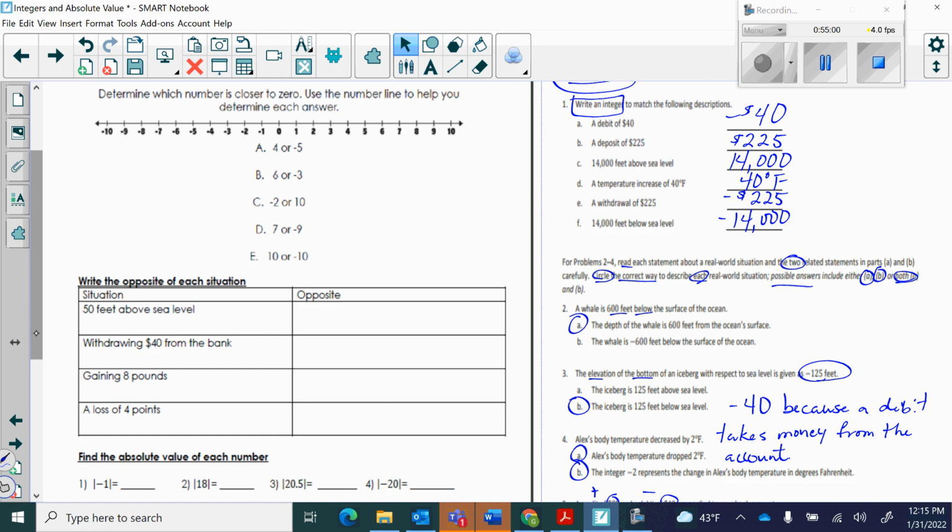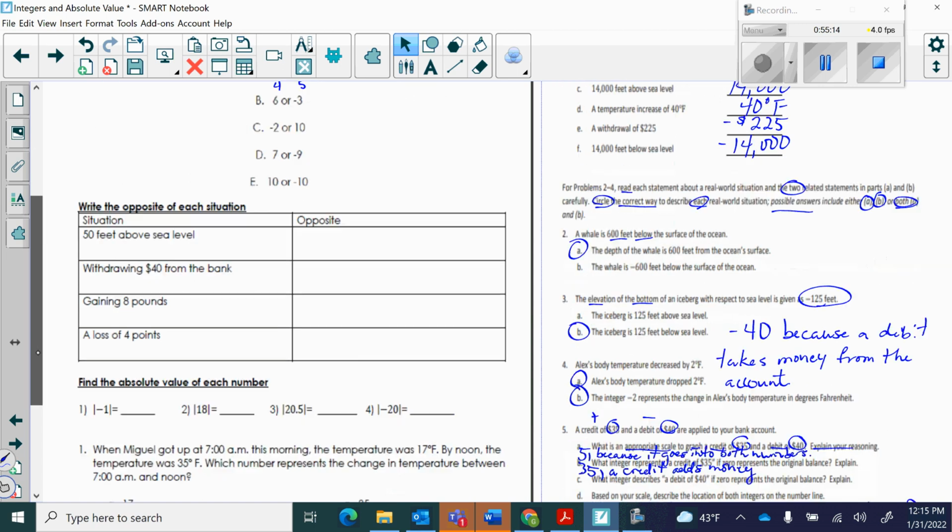4. What's the absolute value of negative 5? 5. So which one's closer to 0? Okay. Overall, should be really simple. I'll give you a heads up. One of them gets tricky because it's the same.